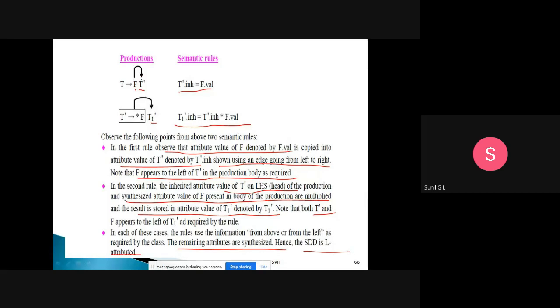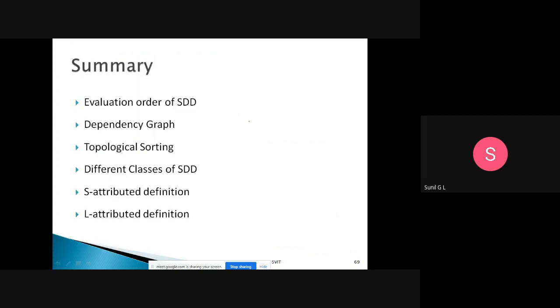In general, if inherited attributes are there in an SDD, we may say we have an L-attributed definition, but it should satisfy these rules. So this is an L-attributed definition. These are the two important things: the S-attributed definition and the L-attributed definition. This is the summary of today's class.